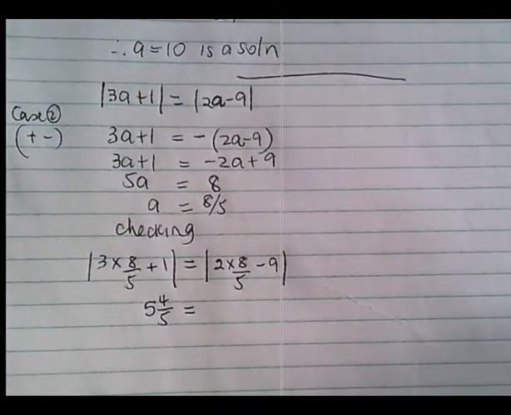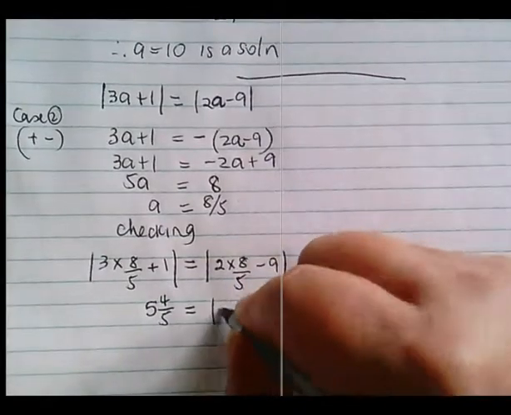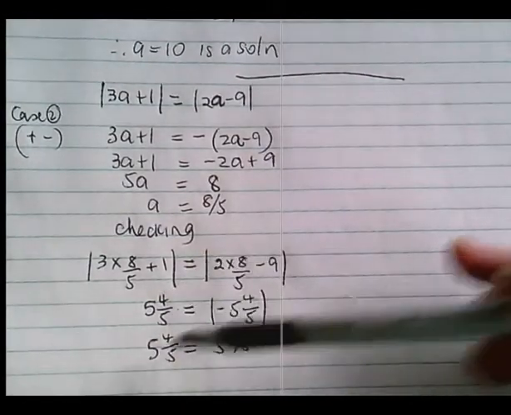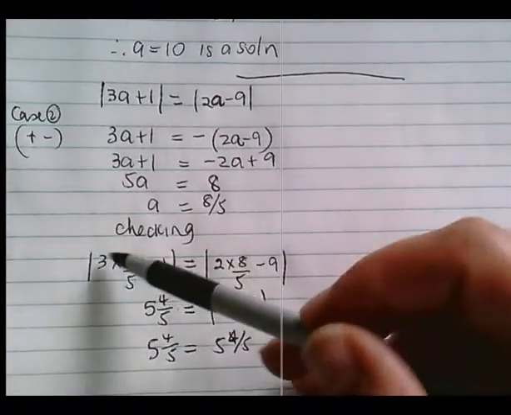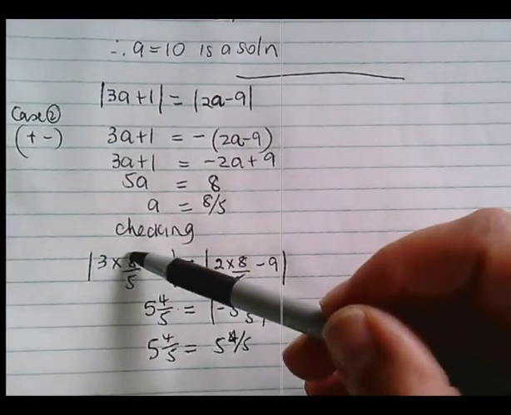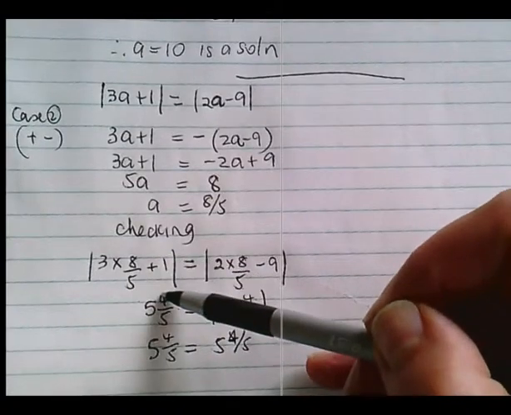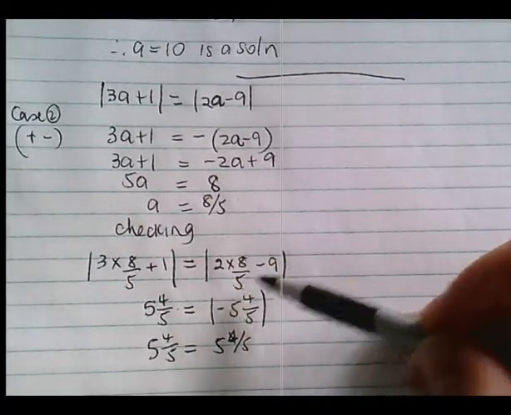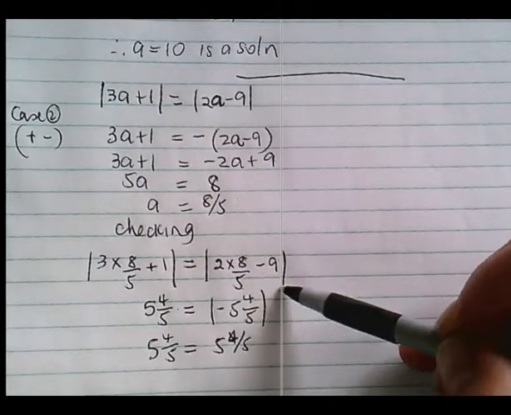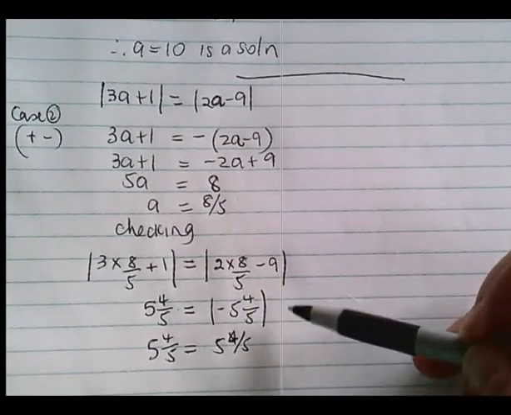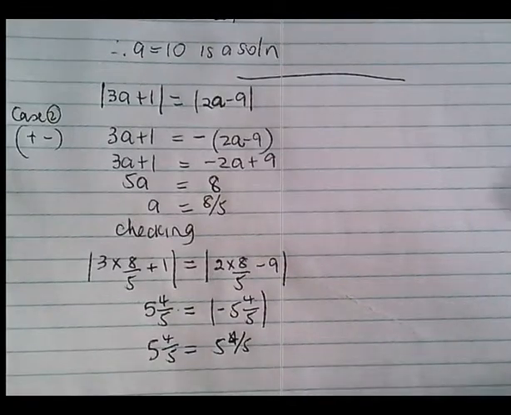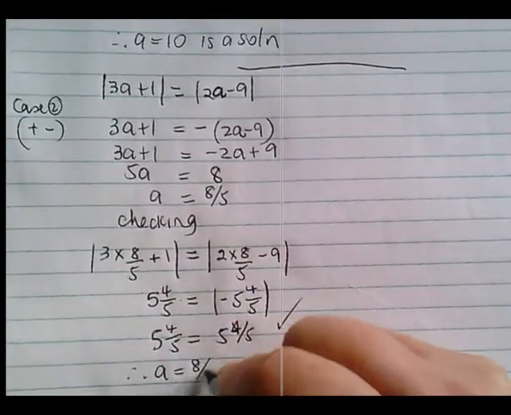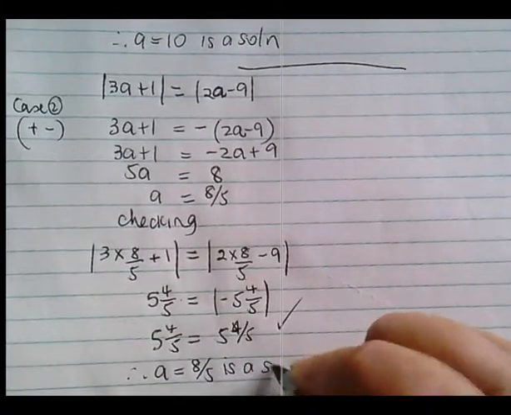You can work them out on the calc. Negative something. So, if you do both sides there, if you don't want to use a calculator here, you would just go 24 over 5 plus 5 over 5. Isn't that 29 over 5? And this would be 16 over 5 minus 45 over 5. You can write them both as fractions with a denominator of 5. So therefore A equals 8 over 5 is a solution.